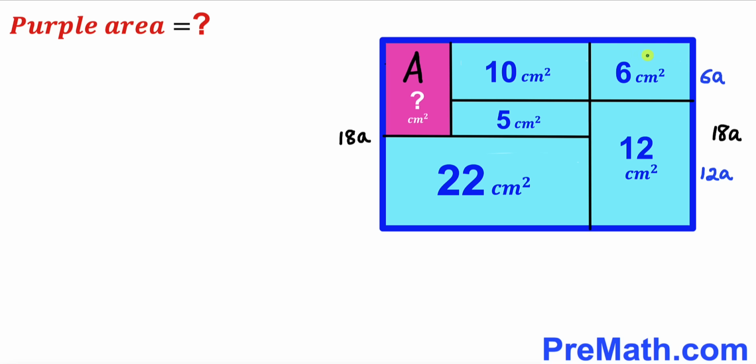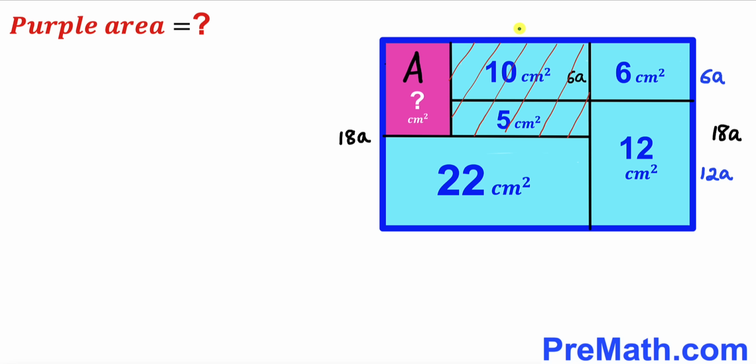And now let's make an observation. Let's focus on this rectangle. Its side is the same as this side. If this is 6 times A, then this side is going to be 6 times A as well. So one of the sides of this top rectangle turns out to be 6 times A.